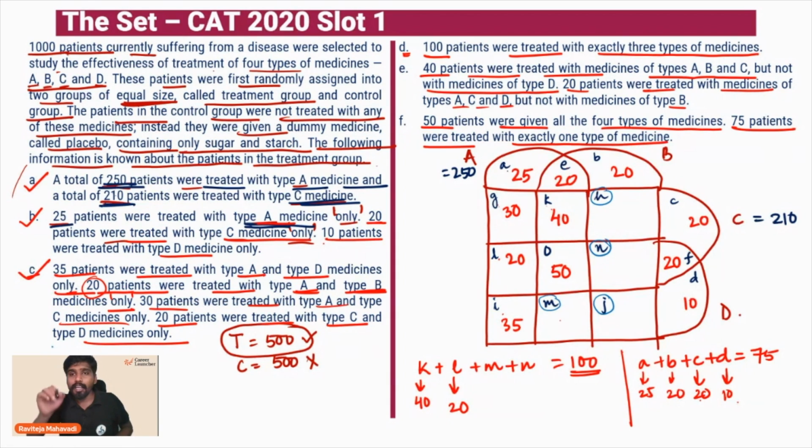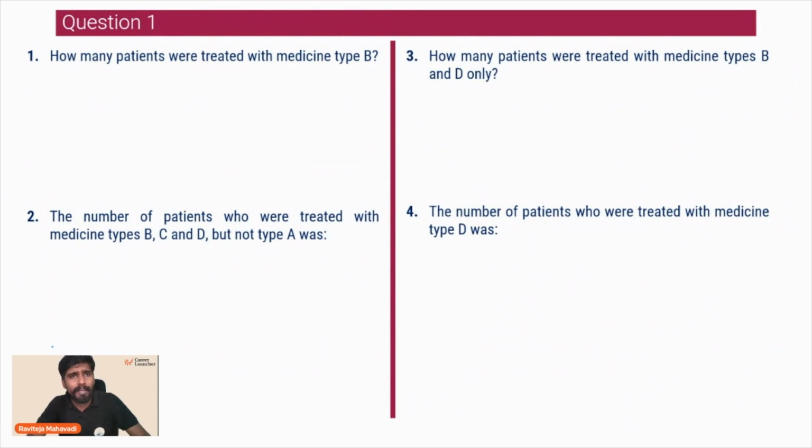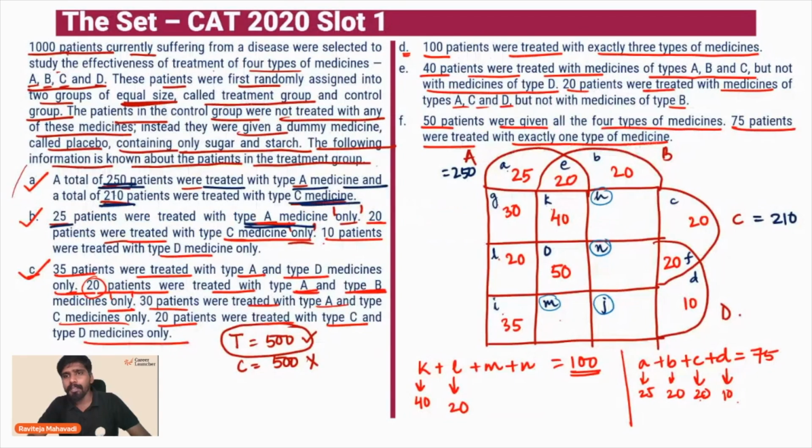Let us take a look at the questions. How many patients were treated with medicine type B? To find that, we need to find H, J, N, and M. But is that really necessary? Let us look at how we could be smart over here. Let us look at B.